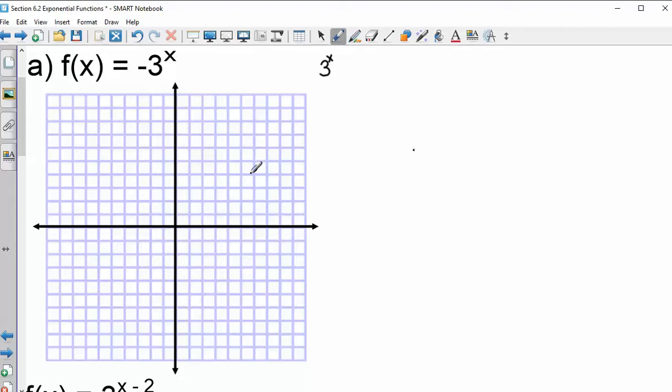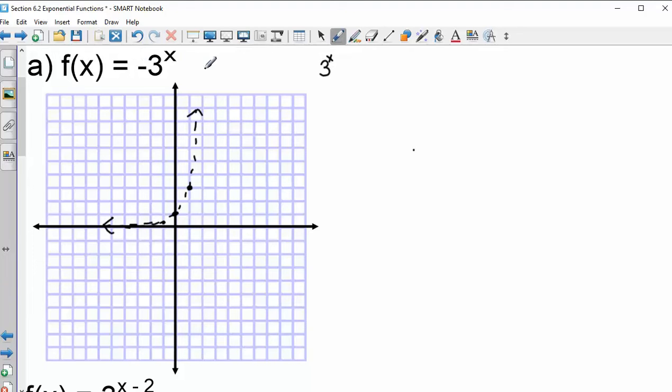Okay, I'm just going to verbally talk through the 3 points on that. If you put in a -1, 3 to the -1 is 1/3. If you put in a 0, 3 to the 0 is 1. If you put in a 1, 3 to the first is 3. I would like for you to draw your parent function as a dashed line, please. And of course, if you want more than 3 points, you can put in more.